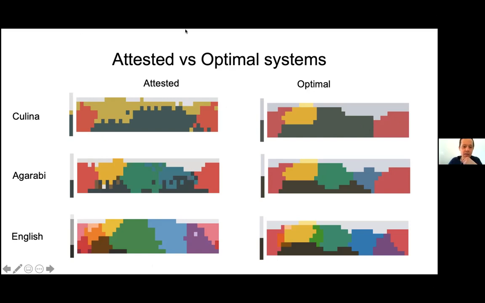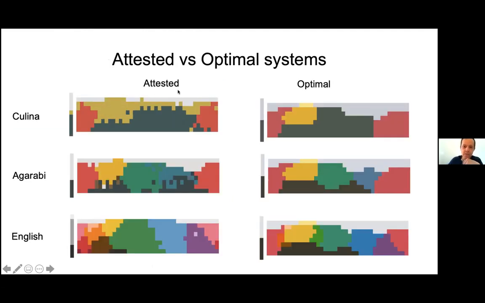I've got examples here for Agarabi and English, and you can see again, the model is not getting the category boundaries exactly right, but it's doing a fairly good job, at least what seems to me to be a pretty impressive job at predicting where the category boundaries are going to lie.